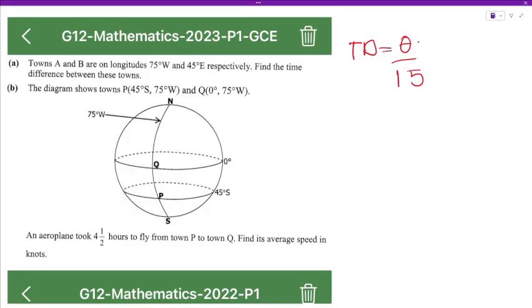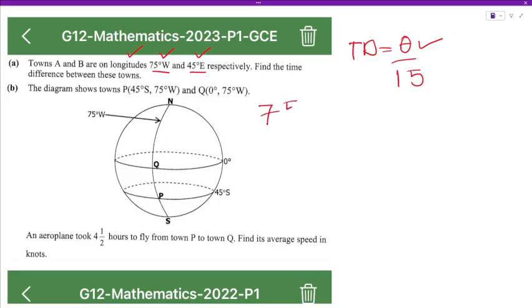Okay, we said, where do you get the theta from? Your focus is on longitudes. That's why in this question they just gave you longitudes. They're saying towns A and B are on longitudes that and that. No latitudes given, because they know that when you are calculating time, your focus is on longitudes. So we have 75 west, 45 east. They're in different hemispheres, so we need to add.